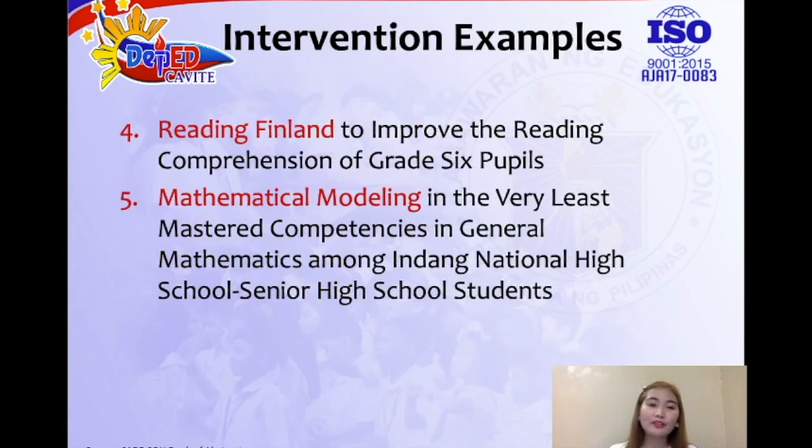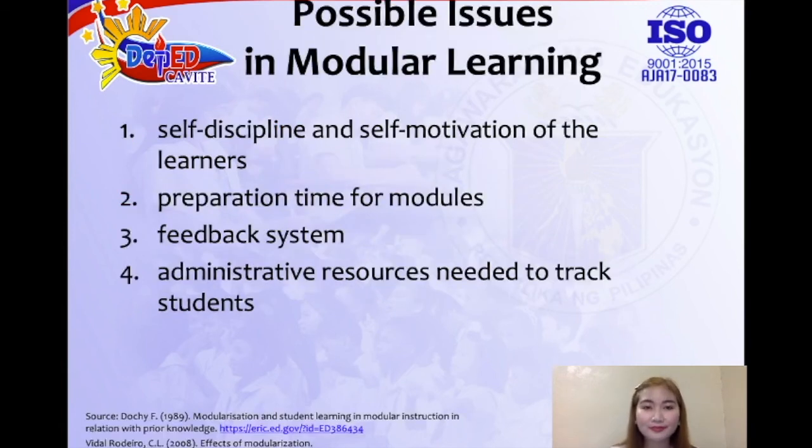Okay, fourth example, reading Finland to improve the reading comprehension of grade 6 pupils. So the problem is in the reading comprehension of grade 6 pupils, and the intervention of the researcher is reading Finland. Okay, next, mathematical modeling in the very least mastered competencies in general mathematics among Indang National High School senior high school students. So there are problems in this very least mastered competency, what is the intervention here? The intervention is mathematical modeling.